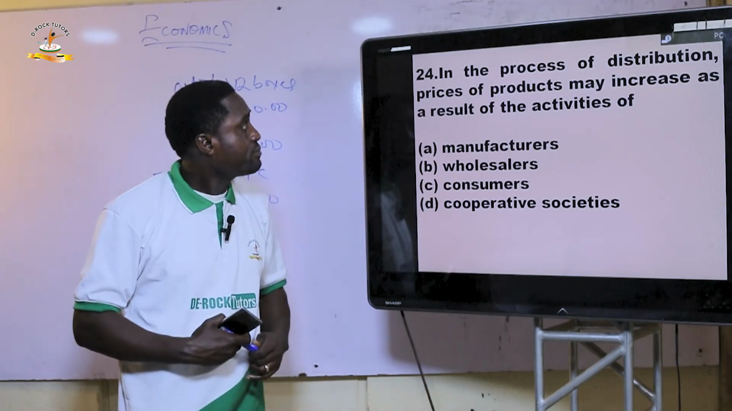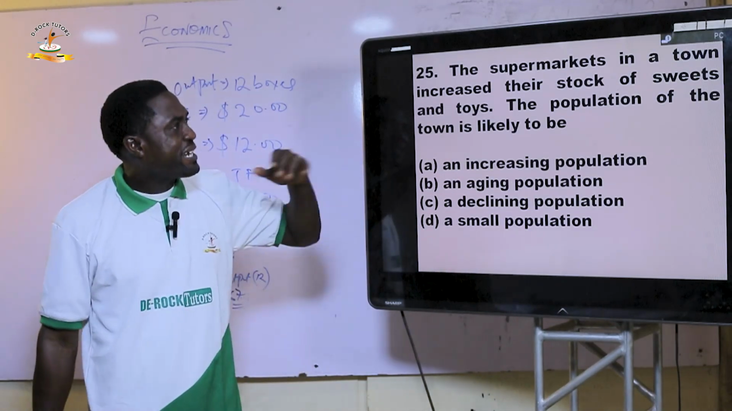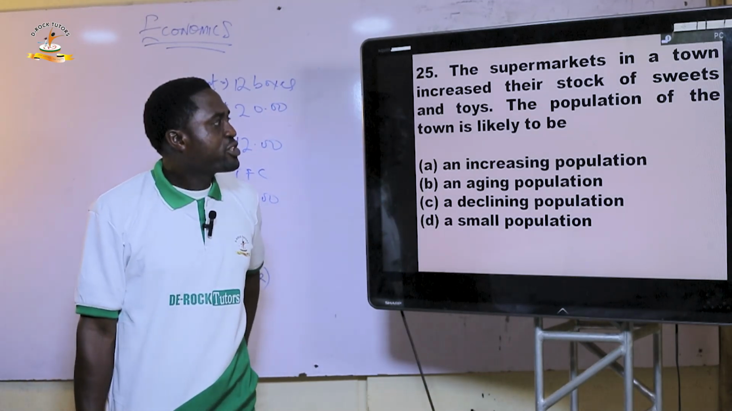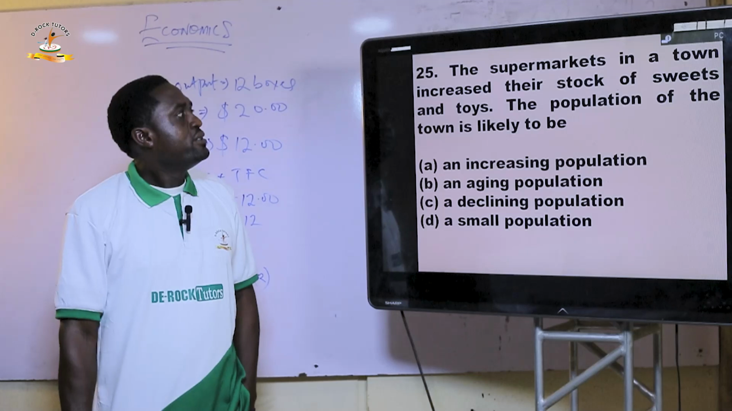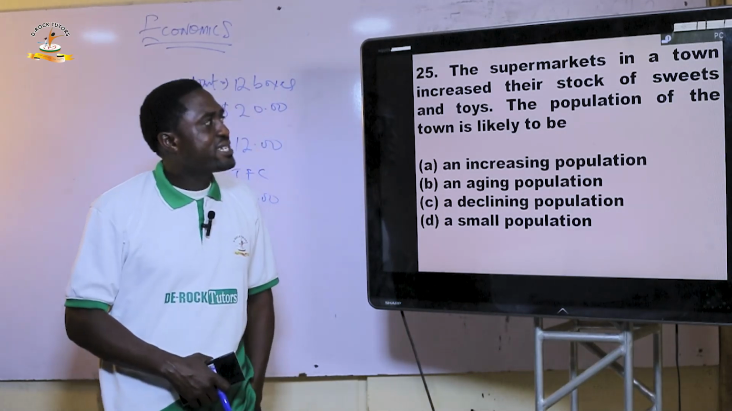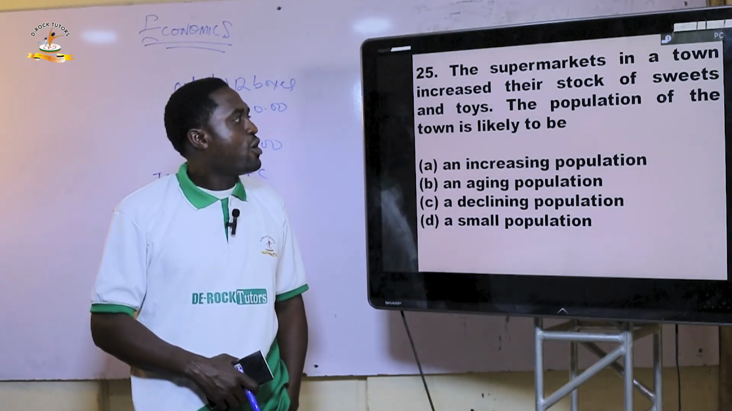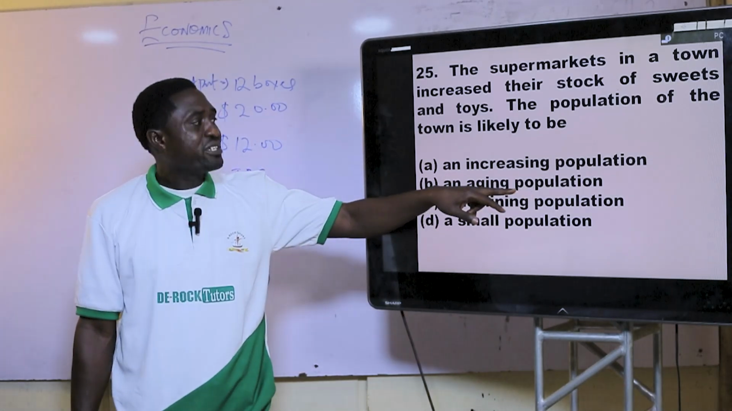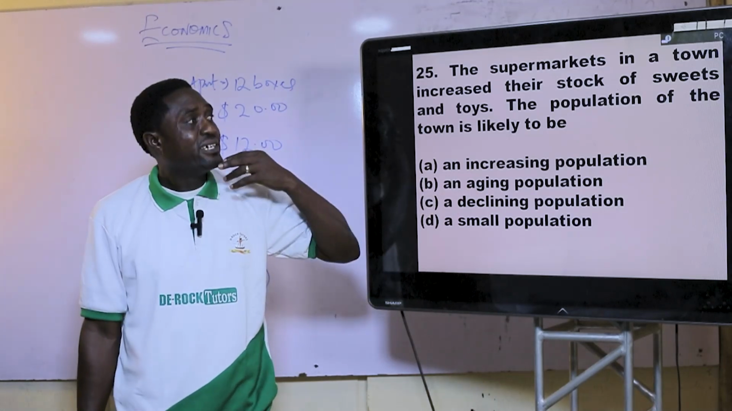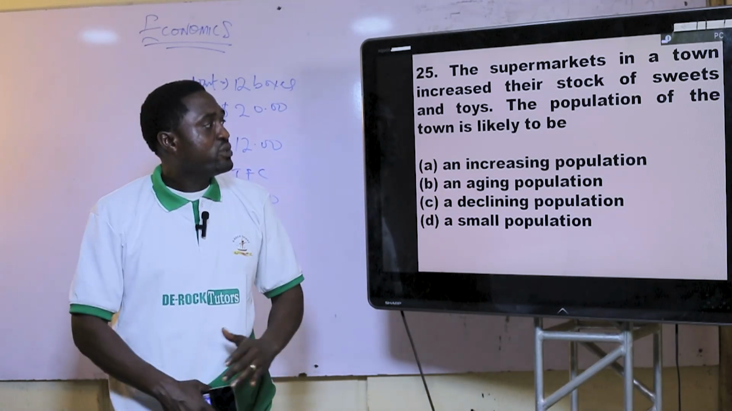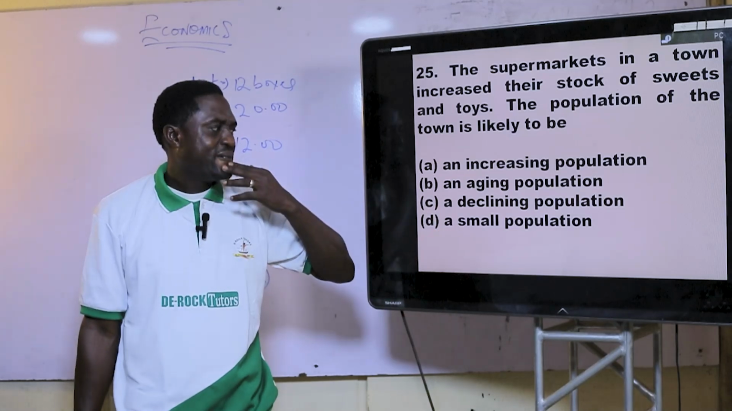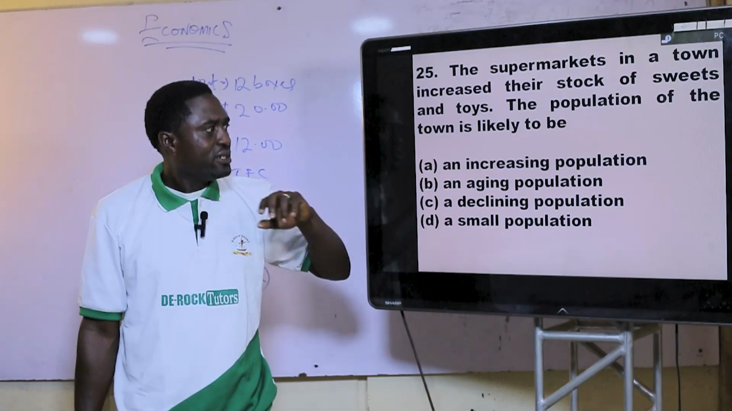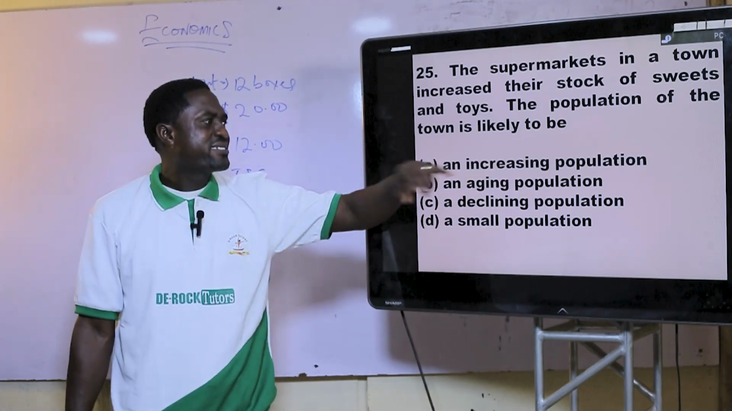The next question, 25. The supermarket in a town increased their stock of sweets and toys. The population of the town is likely to be what? An increasing population, an aging population? It cannot be an aging population, because with an aging population, all these elderly people cannot be taking sweets and they can't be playing with toys. A declining population, no. A small population, no. So the available option that looks like it is an increasing population.